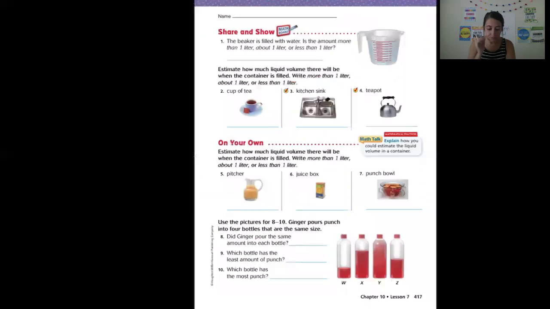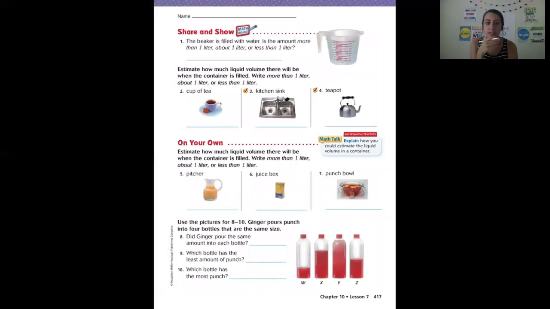Okay, so now let's look at this beaker. It says the beaker is filled with water. Is the amount more than 1 liter, about 1 liter, or less than a liter? Let's look here, the beaker filled with water. What do we think? I think it's about 1 liter. Go ahead and follow along if you would like.